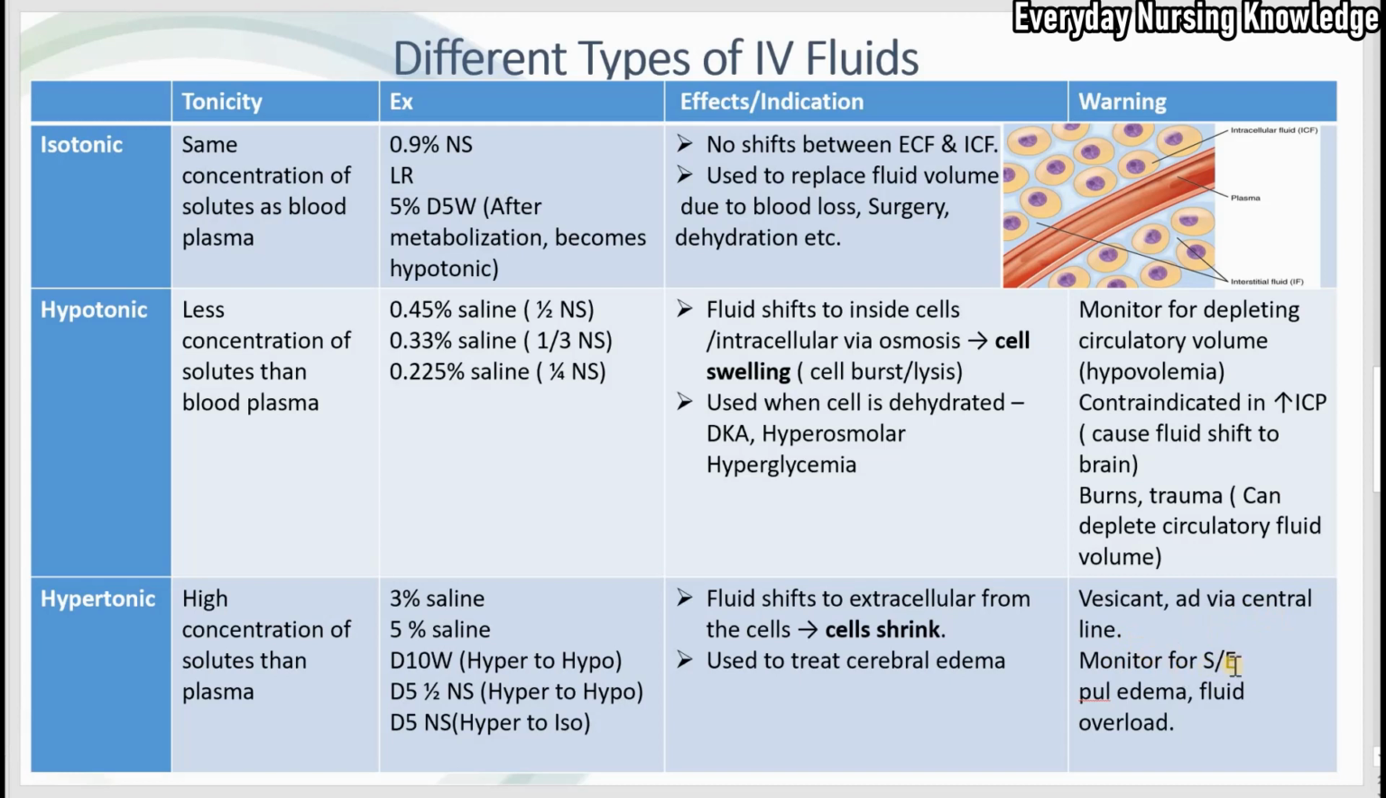You have to monitor for side effects, for example pulmonary edema and fluid overload, because more fluid gets pulled to the intravascular volume. So to remember the effects on the cell, you can remember iso means same, that means cell size remains the same. Hypo you can remember as hippo. What happens is the cell swells. Hyper means active. As a result, the cells shrink.